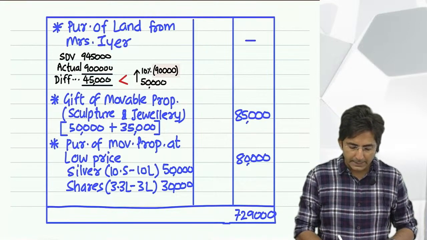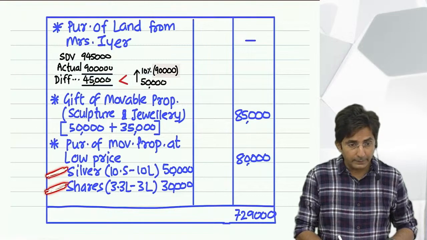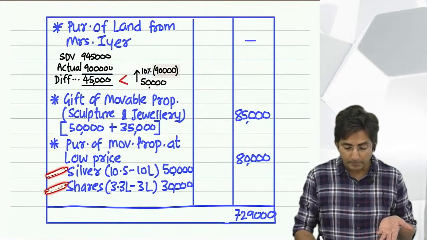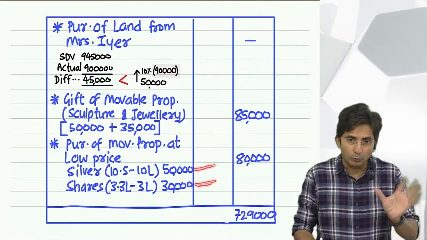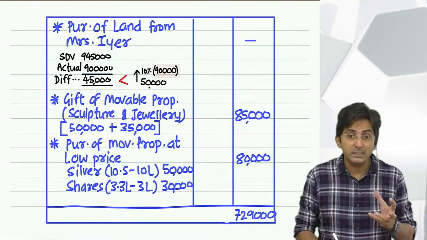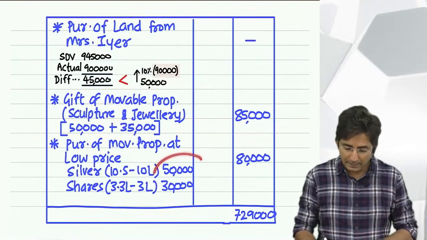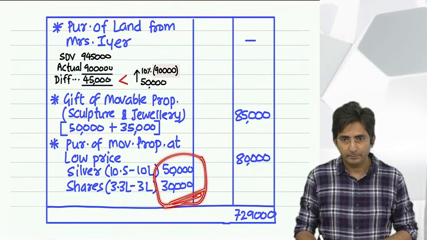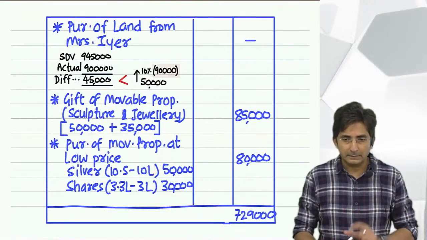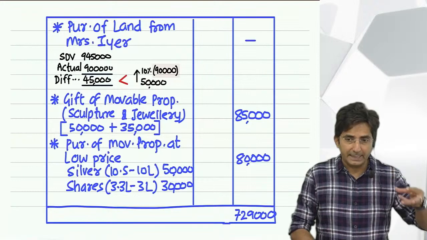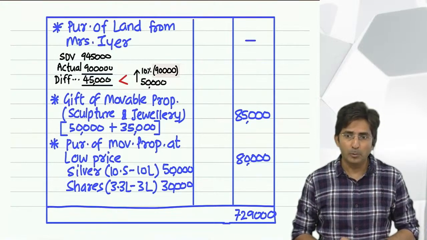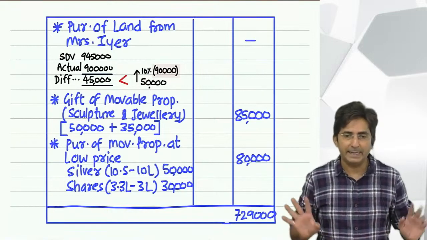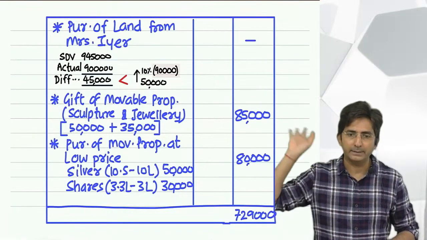See, if this silver and shares were some immovable property, then in immovable property we keep separate, and both would have been exempt. If they were immovable property, this is 50, this is 30, both would have been exempt. But these are silver and shares, movable property. You add, aggregate. There are three aggregations, did you notice? Money aggregation, movable property no price aggregation, movable property low price aggregation. Three aggregations. And in immovable property, property wise.